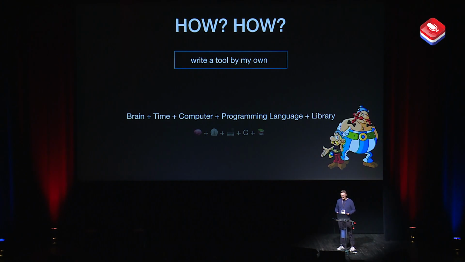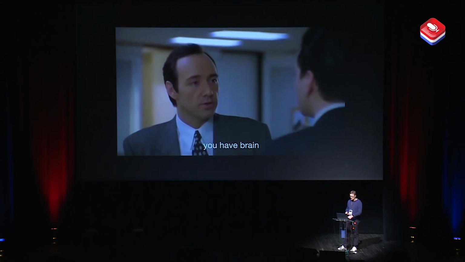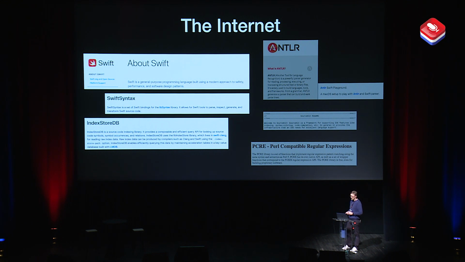Why do I need to build that tool? I need a brain. I need to spend some time, a computer, programming language, that is Swift in that case, and some library that will help me. You have brain. I have brain. Since I have brain, and I also have an internet, so I have superpowers, right? With the superpower of my brain and the internet, I'm gonna use these non-randomly selected tools.